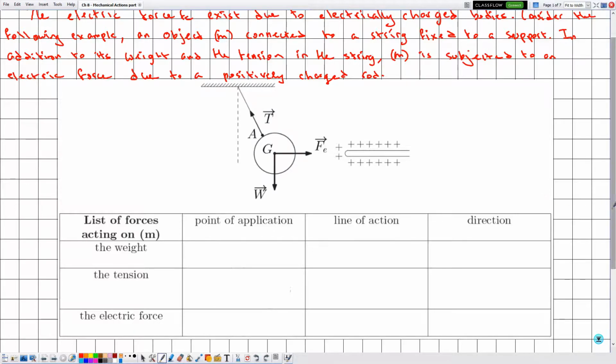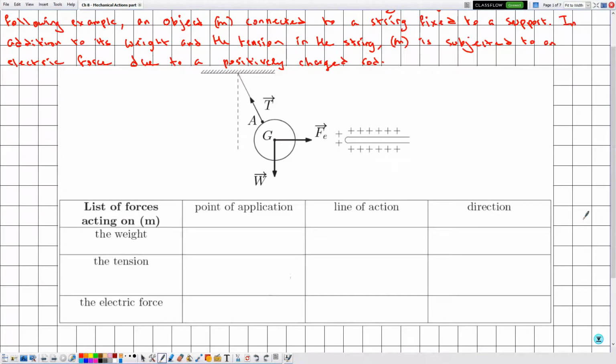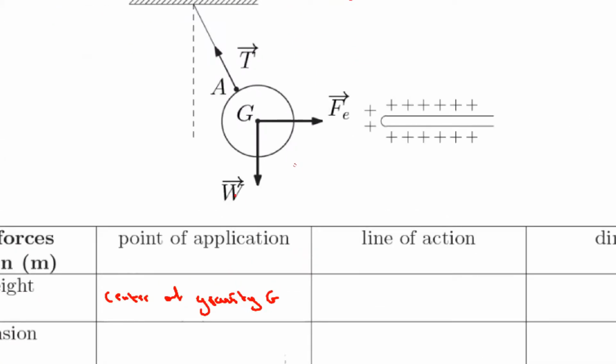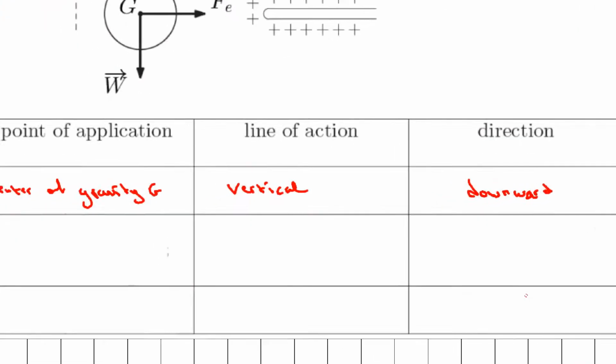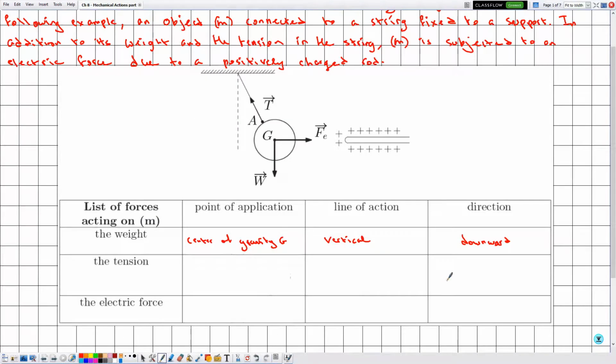Now based on this document we need to complete the following table. Let me start with the weight. It has the point of application, which is the center of gravity of M, which is G. The line of action is vertical and the direction is downward. So as usual, these three properties of the weight are always fixed.